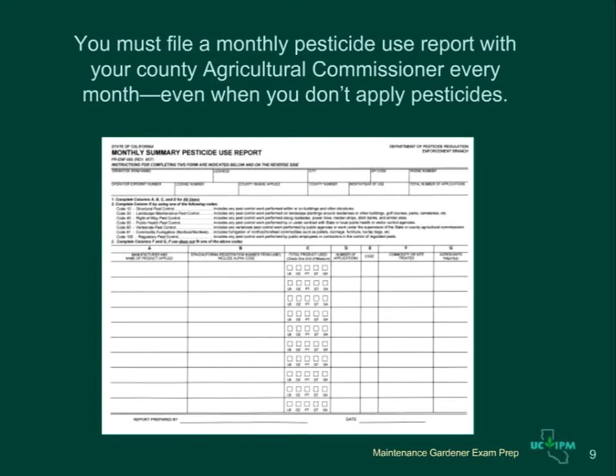You must file a pesticide use report every month with your county agricultural commissioner. If you work in 2 counties, you will need to fill out a form for each county. You must file these reports every month, even if you don't apply pesticides. These reports give a summary of the pesticide applications you have made during the month. This is the form you will need to fill out.